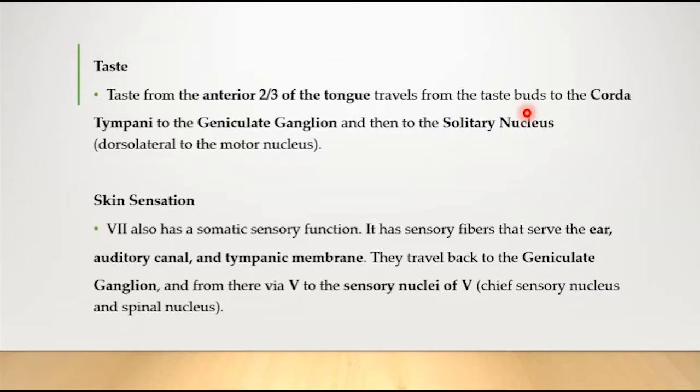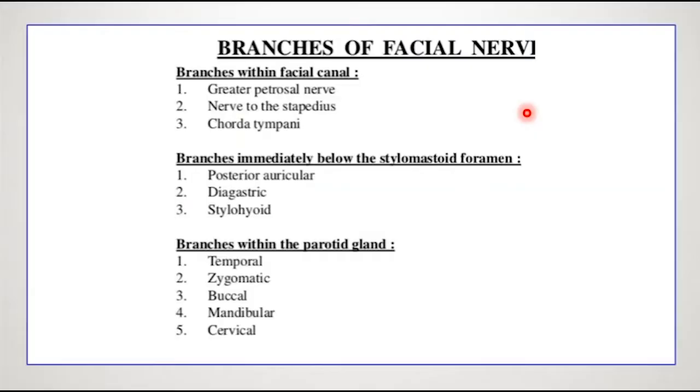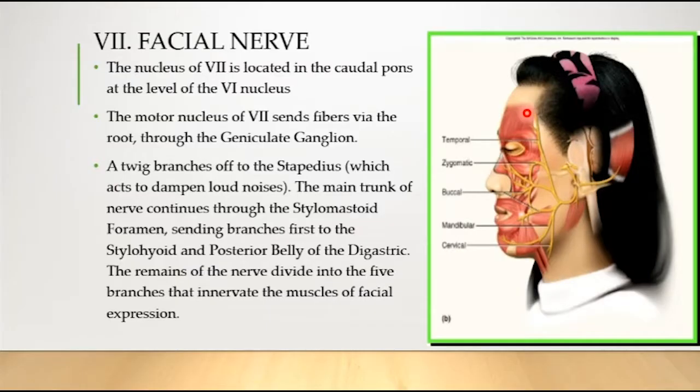When it exits the skull, it has a small exit. Any inflammation to the facial nerve can give you Bell's palsy, which is at the back of the ear, where it exits the skull. That's one. The other thing, it can give you hyperacusis.